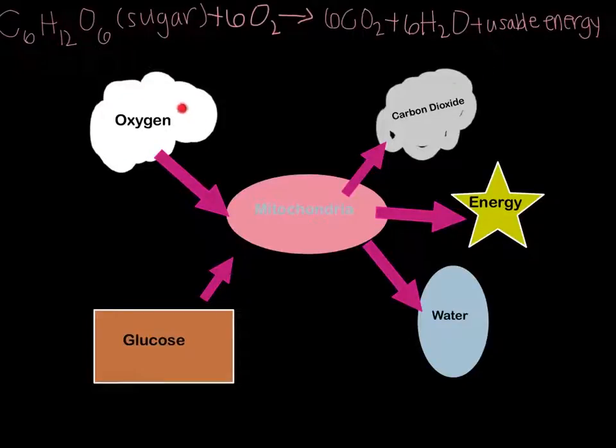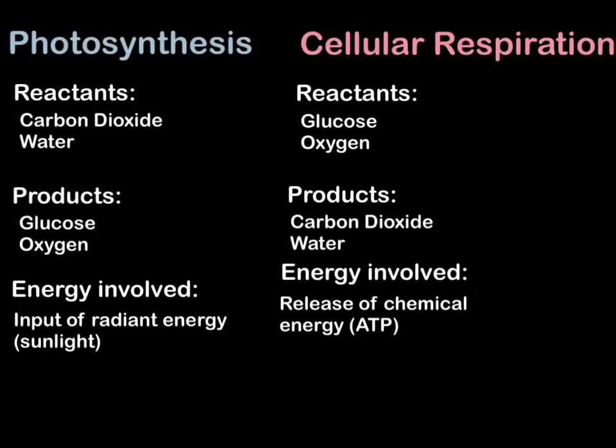So here we have the oxygen and the glucose, which go into the mitochondria, which is the powerhouse of the cell. Then the cell makes carbon dioxide, usable energy, and water. So now that we've taken a look at the processes of photosynthesis and cellular respiration, we can compare and contrast the reactants, products, and energy involved.